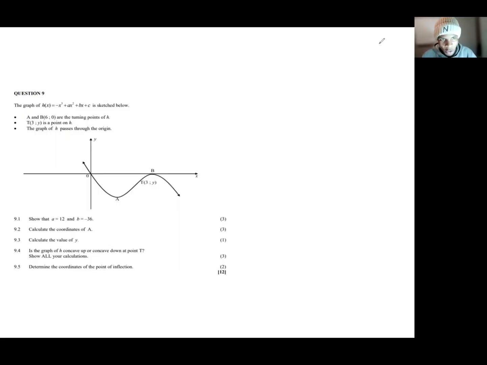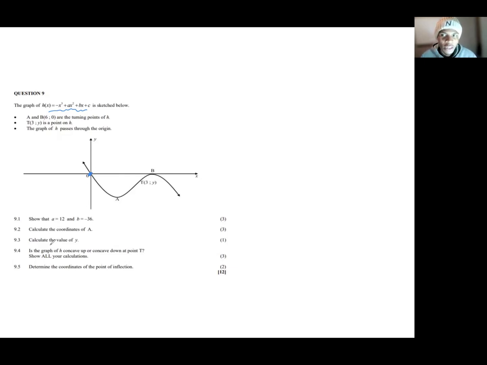Okay, so we have question 9 on calculus, a cubic function. It says the graph of h of x equals negative x cubed plus ax squared plus bx plus c is sketched below. We are given that a and b, with coordinates 6:0, are the turning points of h. We are also given that T, with coordinates 3:y, is a point on h, so it still lies on the same graph. The graph of h passes through the origin, as we can see here. It passes through this point here. This is the origin that they're talking about.